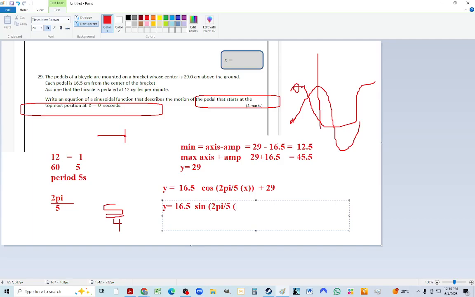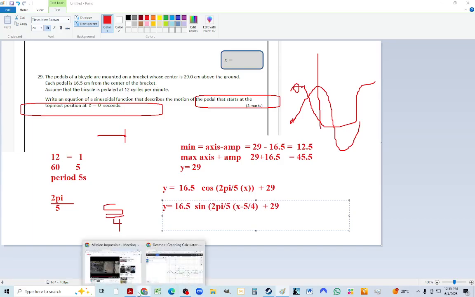Everything's the same, but I need to move it to the left by a quarter of 5 seconds, or a quarter of the period, and the period is 5 seconds. There we go. If I needed either to start at the bottom, I'd have to put a negative in either of them, just to show that this works.